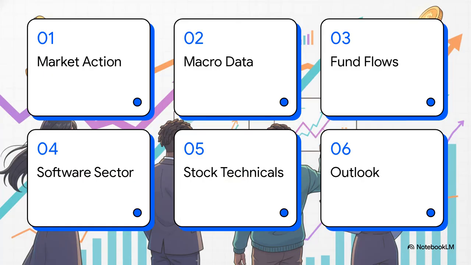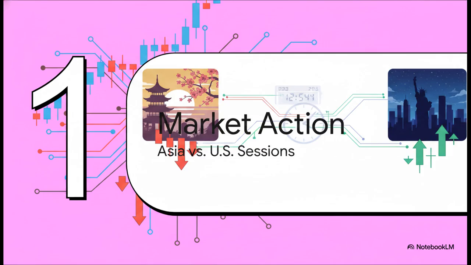So here's what's on the agenda for today. First, we'll kick things off with a market action overview. Then we'll dig into some macro data, specifically from the housing market. After that, we're going to examine fund flows and institutional behavior, and then do a sector focus on software shorts. From there, we'll get into some single stock technical analysis before we wrap everything up with our conclusion and outlook. All right, let's jump right in.